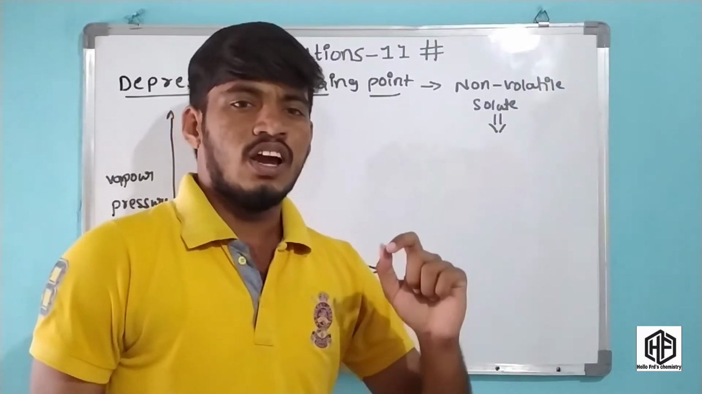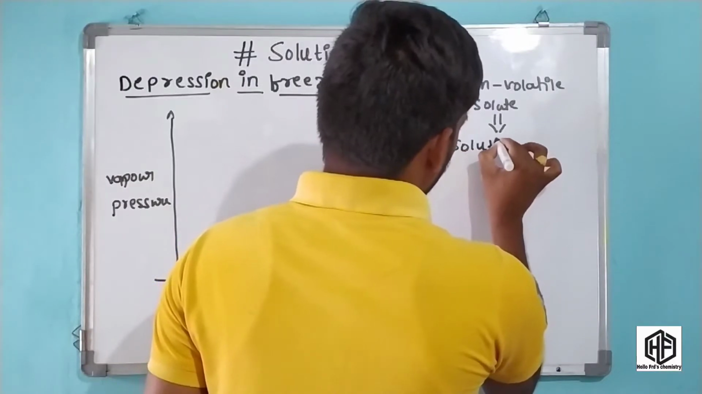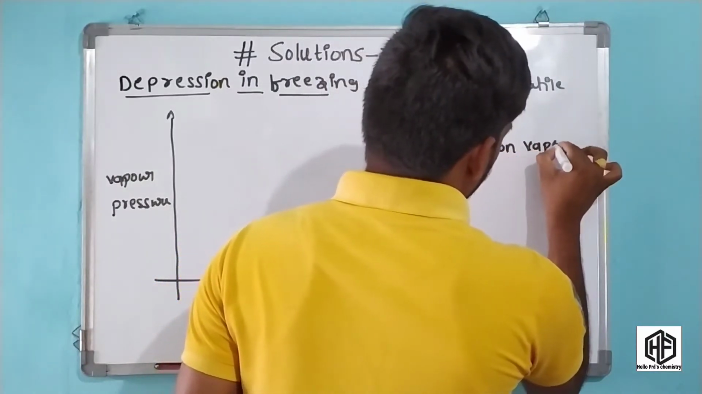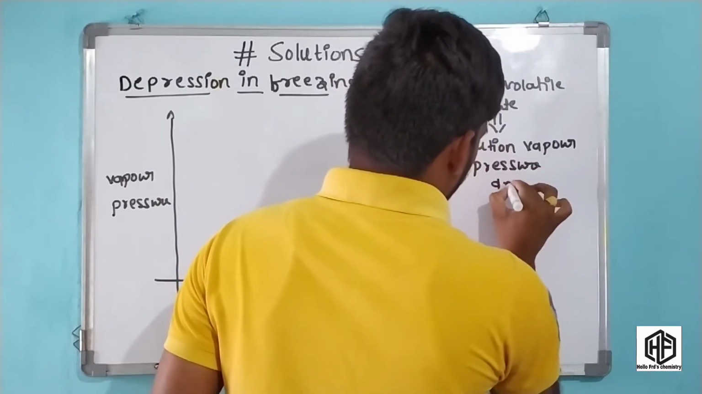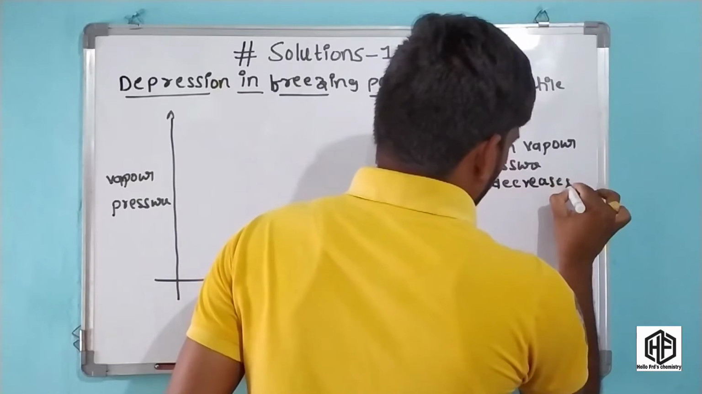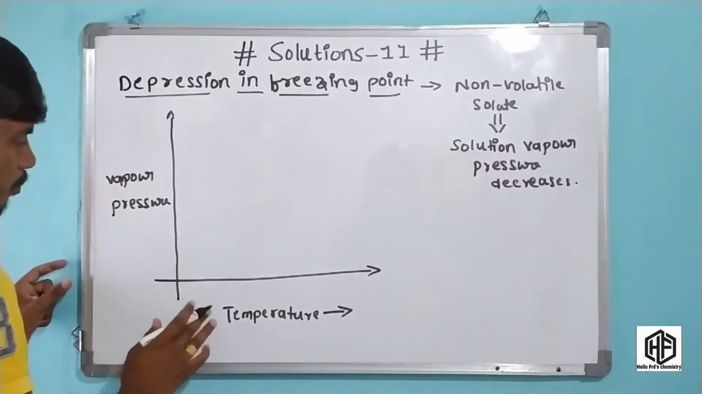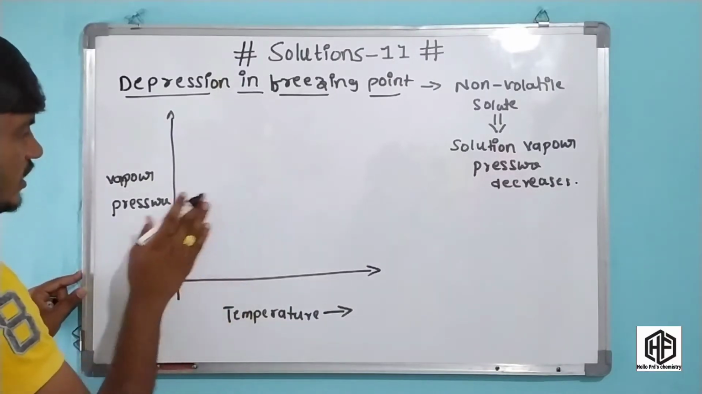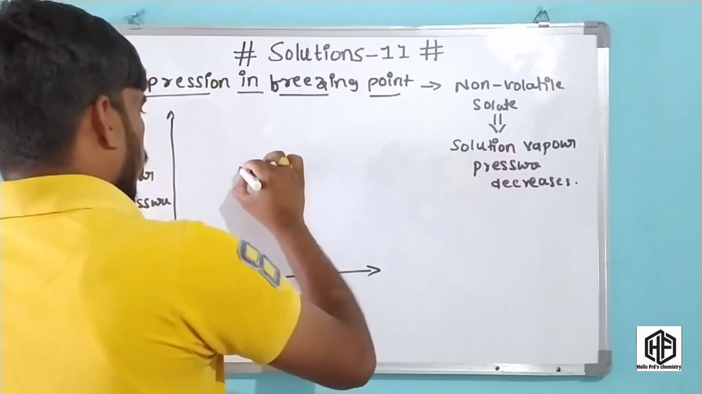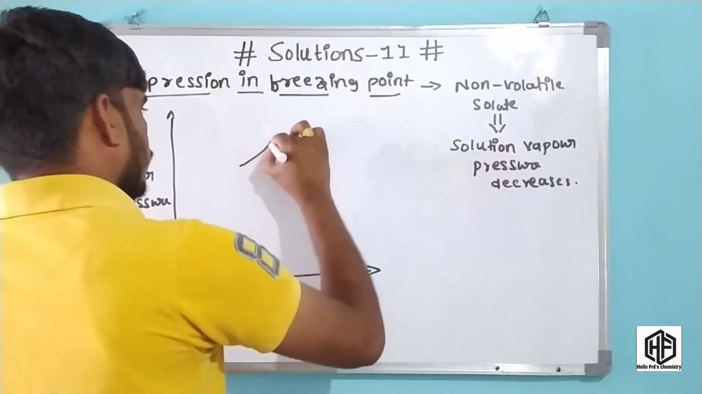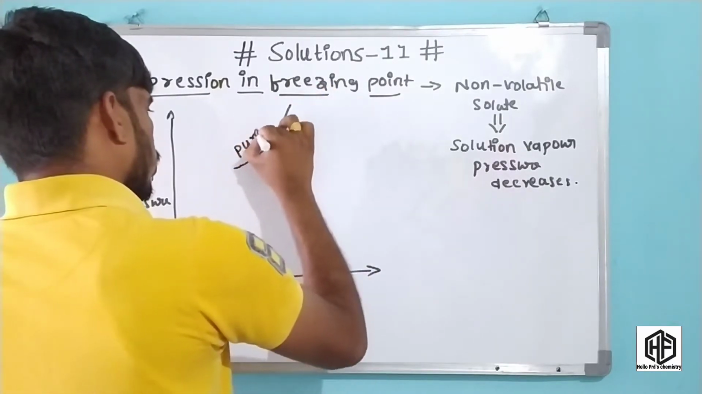Now the solution vapor pressure decreases. Okay friends, the solution vapor pressure decreases. Now we have to consider the pure solvent vapor pressure. As temperature increases, the pure solvent vapor pressure increases. I represent the curve of the pure solvent like this. This is the curve of the pure solvent.